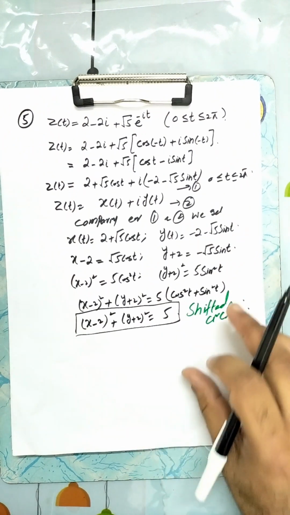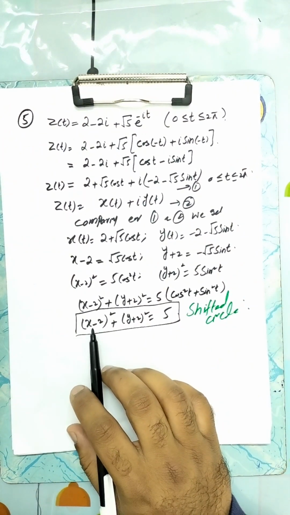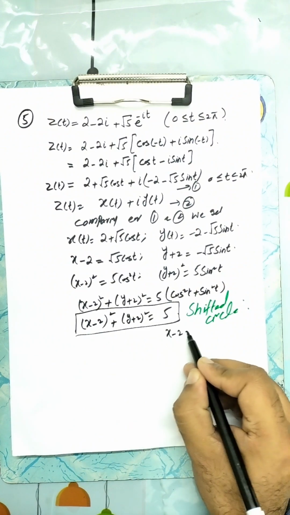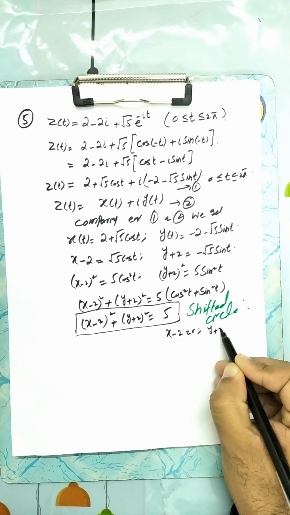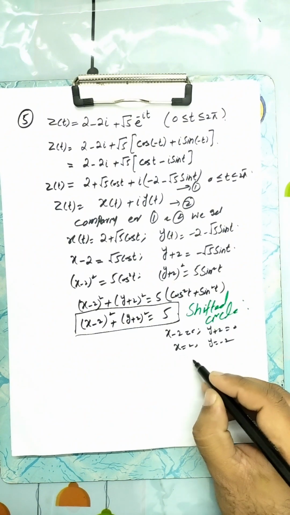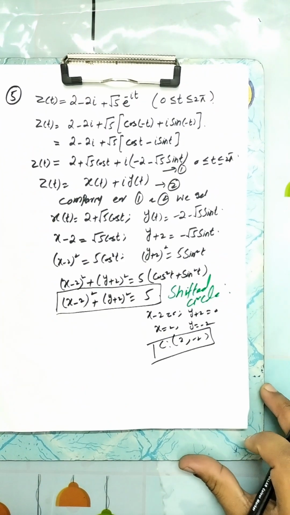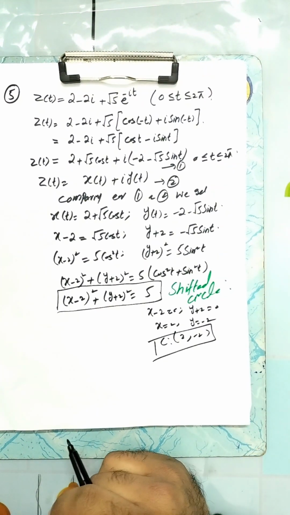And what is the center of this circle? The center of this circle is very simple. Just put x minus 2 is equal to 0 and y plus 2 is equal to 0. Here x is equal to 2 and here y is equal to minus 2. So 2, minus 2 is the center of our shifted circle.